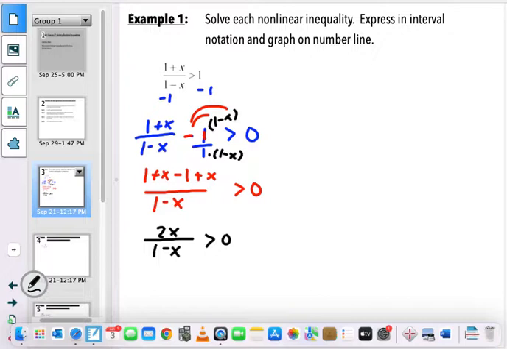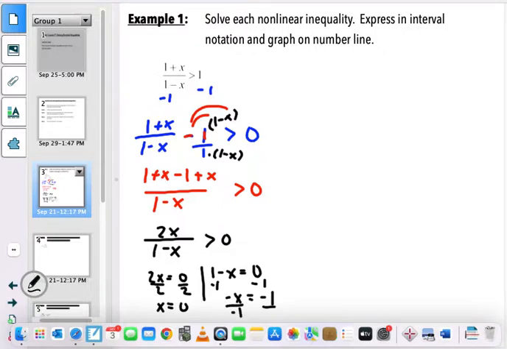So now I can take both the numerator and the denominator and set them equal to 0. So 2x equals 0, and 1 minus x equals 0, because this is where I'm going to find my test values, or where I'm going to split my number line up. So I'm going to divide by 2 here. I get x equals 0. Over here, I'm going to subtract 1. I get negative x equals negative 1. I can divide by negative 1, and I end up getting x equals 1.